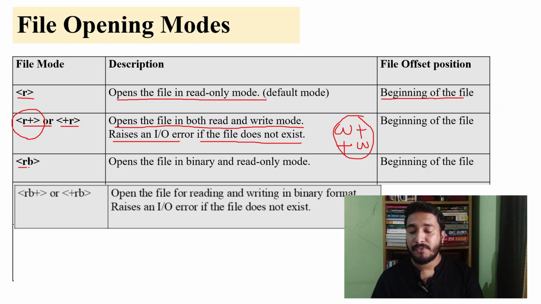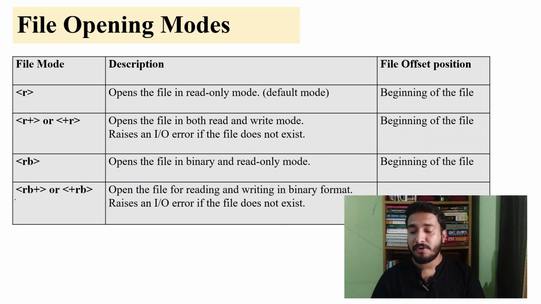What about RB? It opens the file in binary and read-only mode. It is the same as R, but it deals with binary files. What about RB plus or plus RB? It is the same as R plus or plus R. It opens a binary file to perform both read and write operations. It raises an error if the file does not exist at the location.